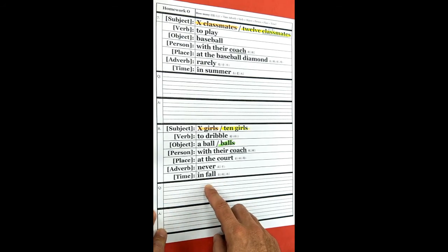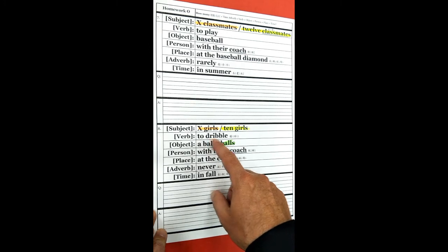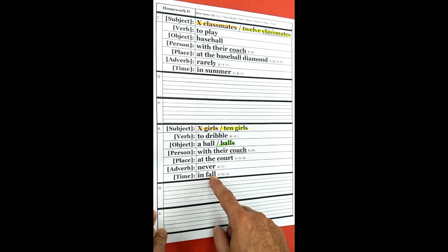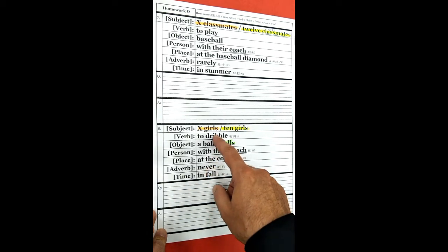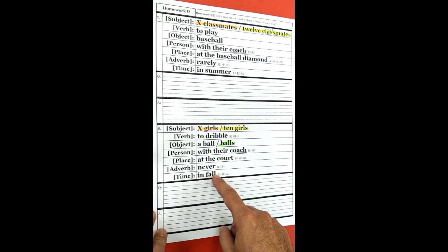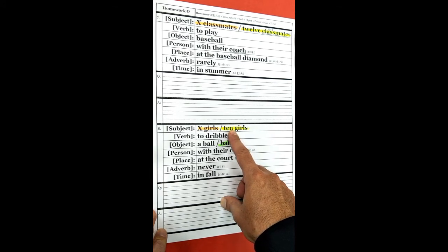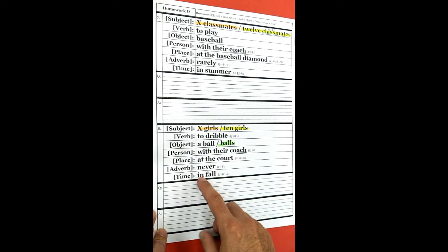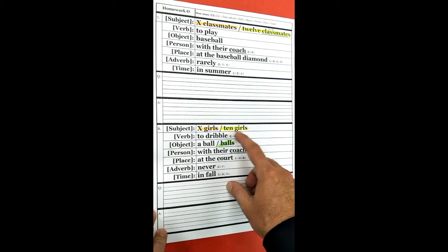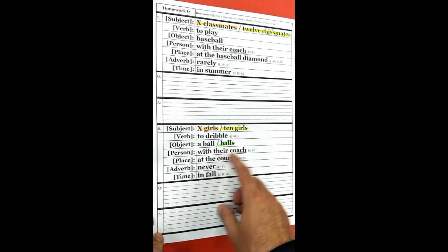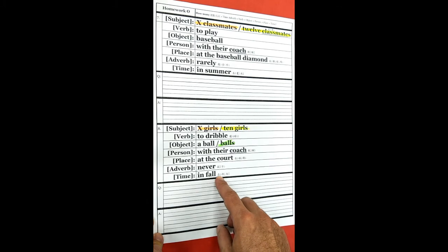How many girls never dribble balls with their coach at the court in fall? 10 girls never dribble balls with their coach at the court in fall.